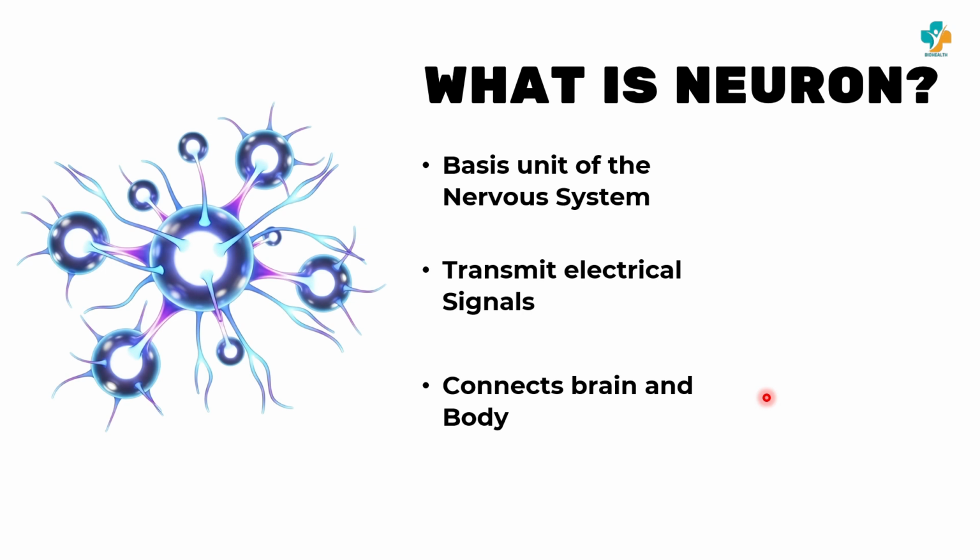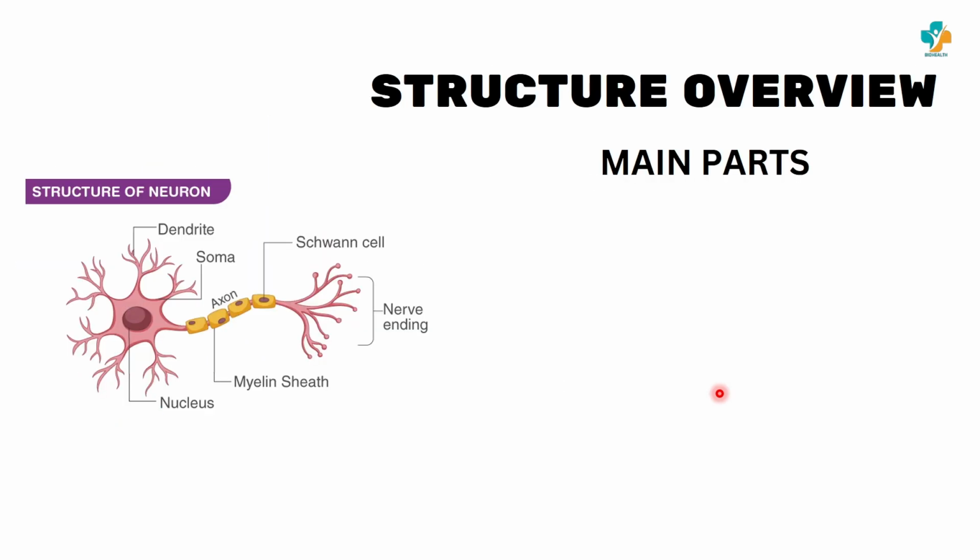Now that we know what a neuron is, let's look at how it's built to do this amazing job. Each neuron has three main parts: dendrites, the cell body, and the axon. Together, these parts work like a perfectly designed circuit. Signals enter through dendrites, get processed in the cell body, and then travel out through the axon. Let's follow that journey step by step, starting with where the signal first arrives.